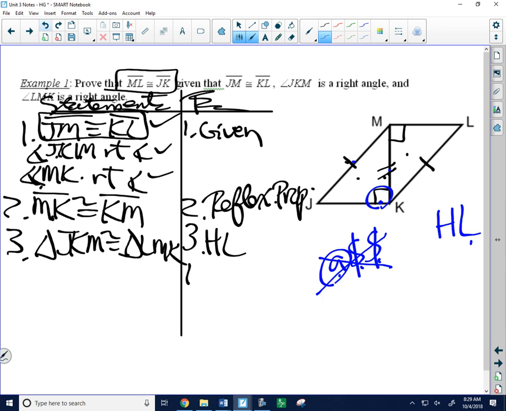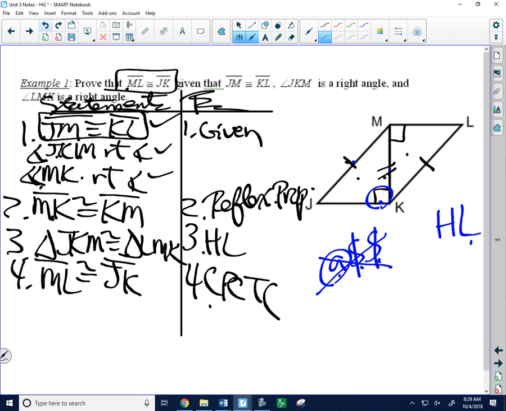So to finish up, we said the triangles are congruent, and therefore these segments are parts of the triangles, so they're also congruent by CPCTC. That's just one more new one. It has to be a right triangle, though, in order for you to use it.